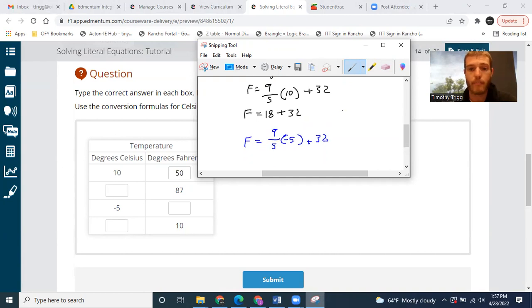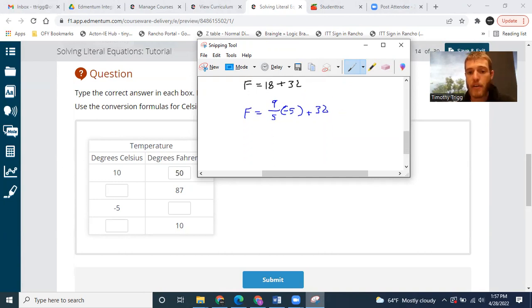In this case, -5. So to multiply 9/5 times -5, we multiply times the top, then divide by the bottom. That'll give us -9. Right? -5 times 9 is -45. -45 divided by 5 is -9. Then we have a plus 32 over here. So -9 plus 32 is 23. So in this case, -5 degrees Celsius is the same as 23 degrees Fahrenheit.